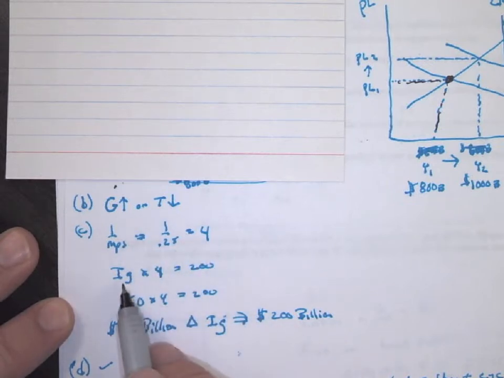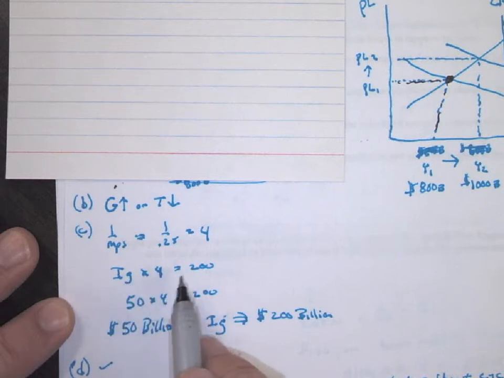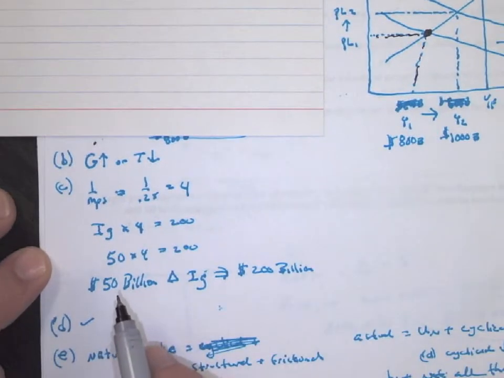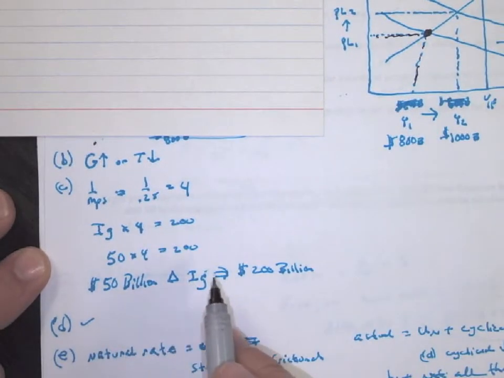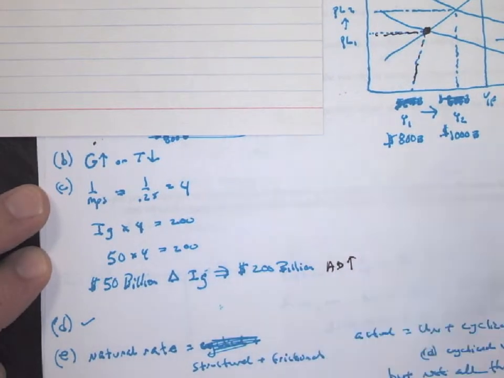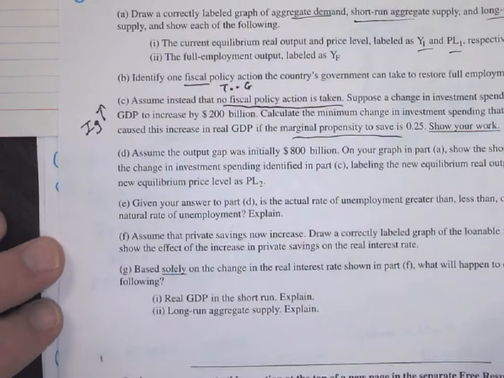So I'm doing a little algebra. What times 4, or how much investment times 4 would equal 200 billion? Well, 50 times 4 is equal to 200. So it's going to take a $50 billion change in investment spending to lead to that $200 billion in aggregate demand going up. All right, part D.